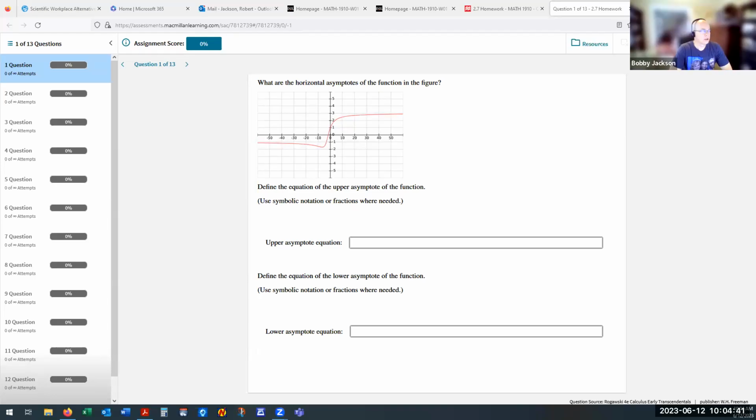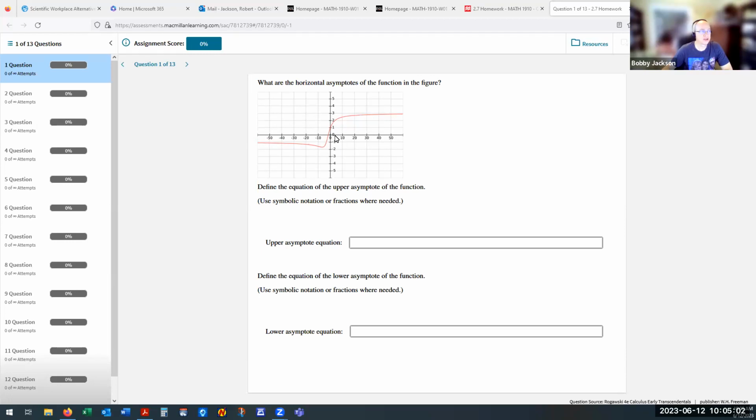Hey everyone, I'll take a look at the first two questions in section 2.7, numbers 1 and 2. In number 1, we're given this graph of a function and we're asked to find the horizontal asymptotes for this function. This relates to limits at infinity, right? This function actually has two horizontal asymptotes.